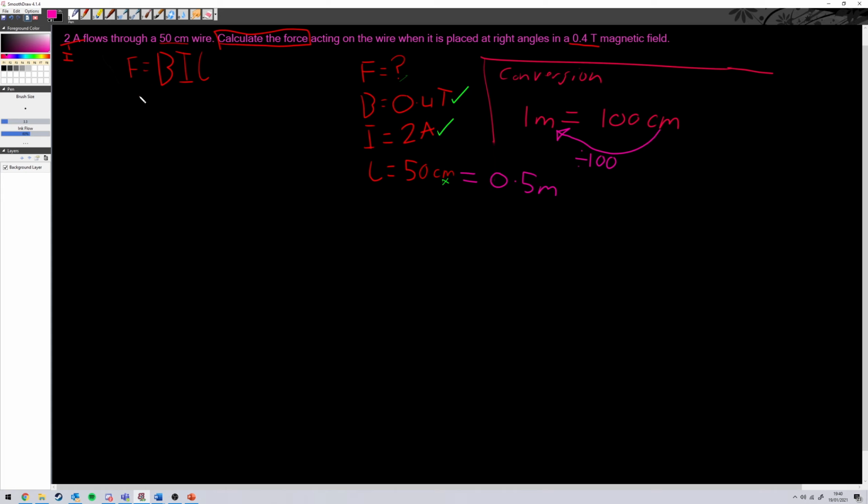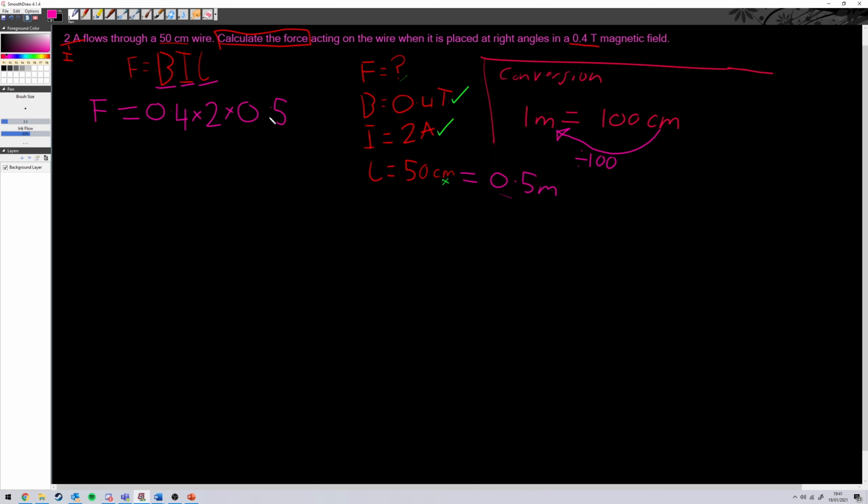So let's go back to BIl. F equals BIl. Well, I'm calculating F. Luckily for this example, there's no rearranging. Nice and easy. B. What's B? Well, it's 0.4. I'm going to leave the units out now because I know they're all correct. Times by I. What's my I? Well, it's 2 amps. Times by L, which I know is half a meter.